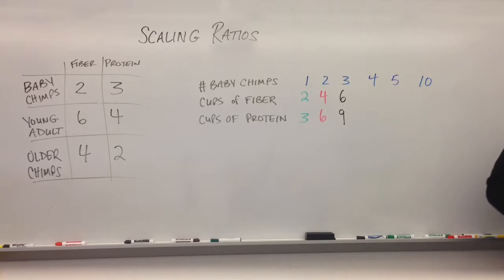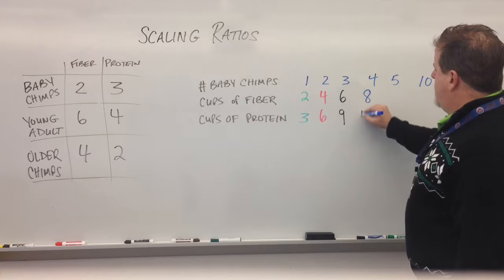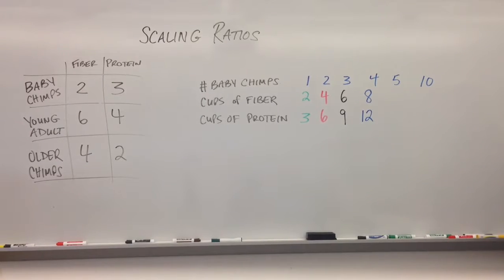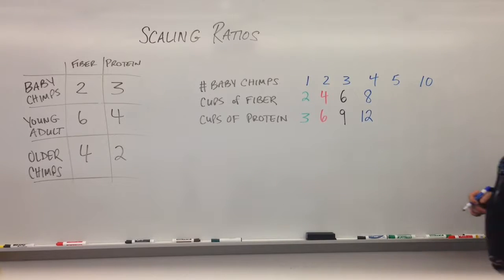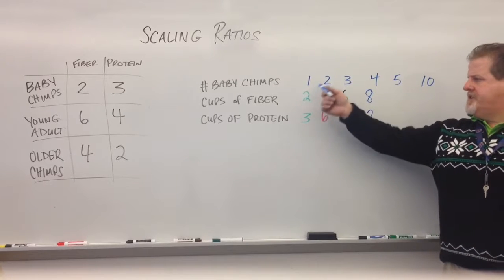All right, how about for 4 chimps? Carly, how about for 4 baby chimps? 8 high fiber and 12 high protein. Okay, how did you get those numbers? I times it by 2, so 2 times 4 is 8 and 3 times 4 is 12. All right, so you're already answering the next question, which was, which pattern did you see?